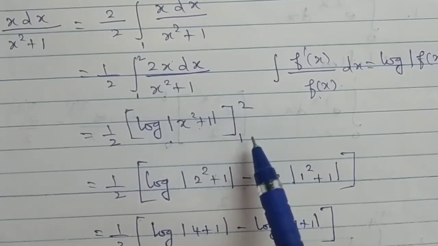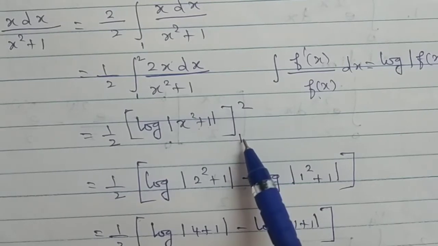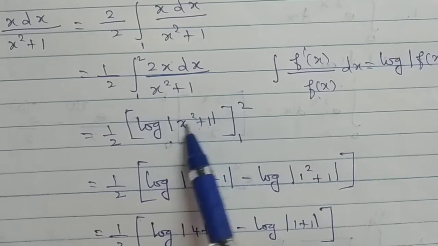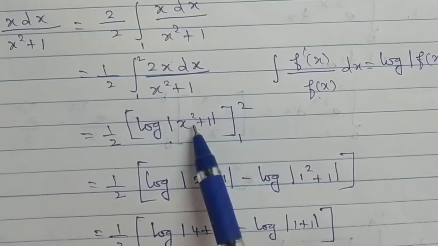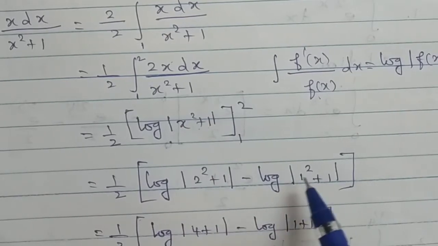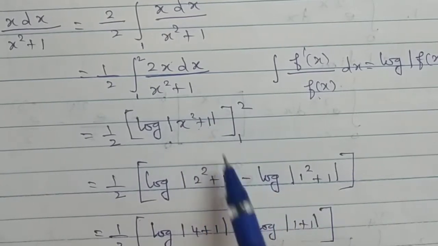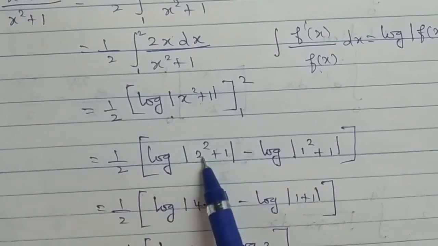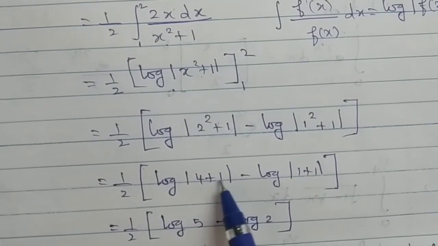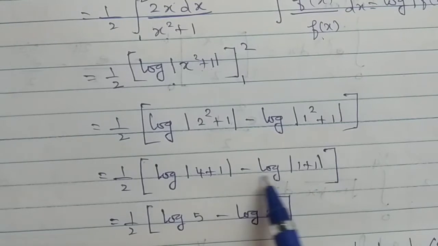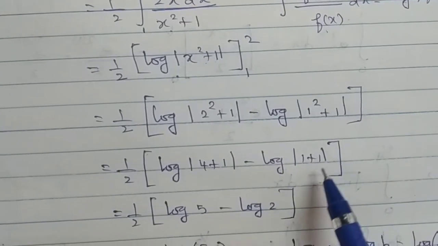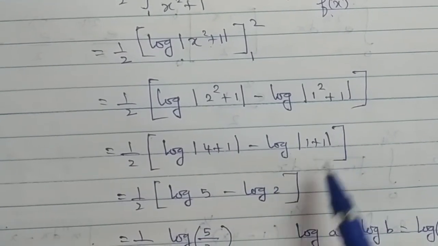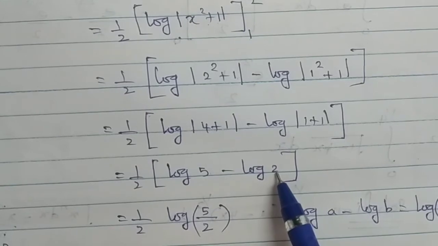Now apply the limit values. The upper limit is 2, the lower limit is 1. So 1 by 2 times log modulus of 2 square plus 1, minus log modulus of 1 square plus 1, substituting 1 in place of x. 2 square is 4, plus 1. So log 4 plus 1 is 5, log 5, minus log of 1 plus 1, which is log 2.